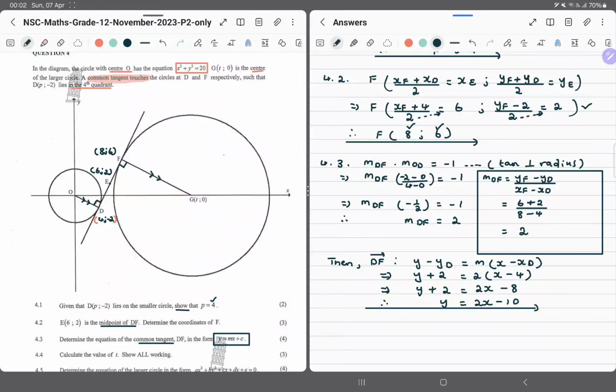So this question is a common question. It's usually easy marks, guys. You must always get it right. There's no excuse for getting it wrong. So we're getting 4 marks. You see, here you're getting a reward for very little.